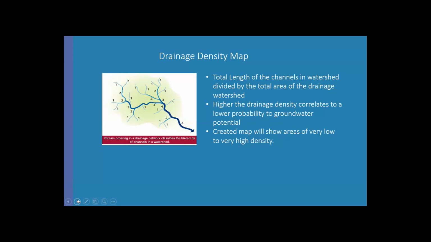The second order is below the first 2 order streams, and the third order is joining the second order stream, and it can keep on going in that way. Knowing the stream order can give you clues to the size and depth of the channels.